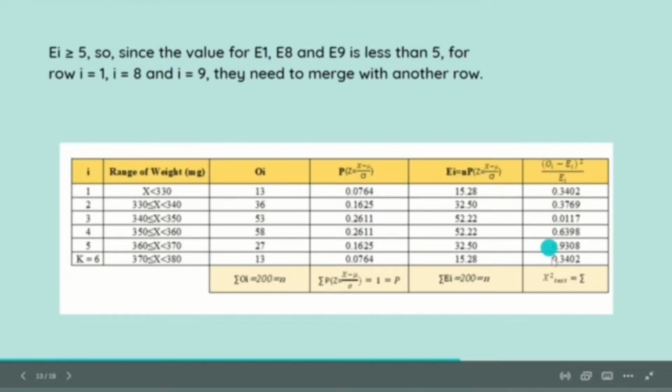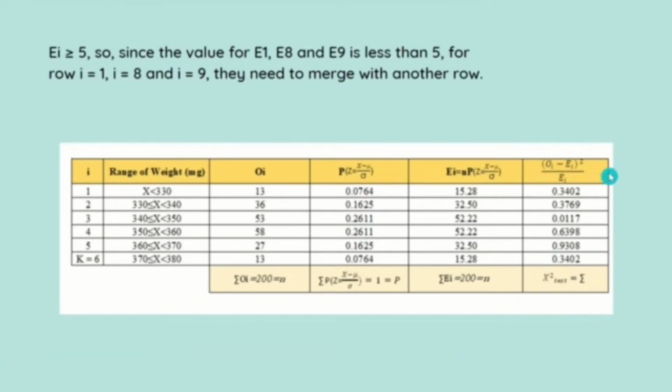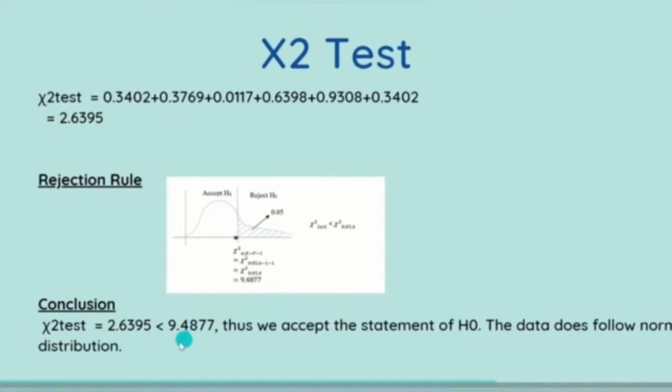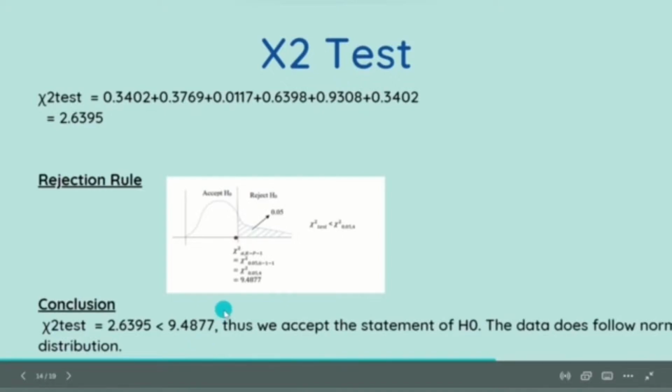On the next table, we collect all the data from the previous table. We need to calculate the chi-square test, which is x square equal to Oi minus Ei squared divided by Ei, so we get our answer. The total of x square is equal to 2.6395, and we need to calculate the x square alpha, v. We know that alpha is equal to 0.05 and v is equal to 6 minus 1 minus 1, which is 4, and we get x square alpha, v equal to 9.5877.